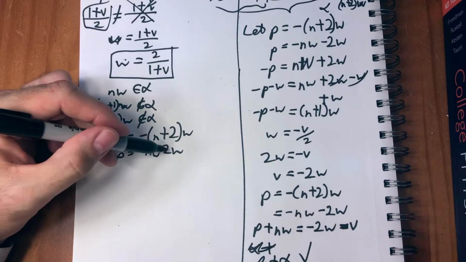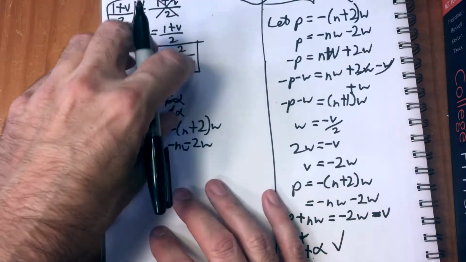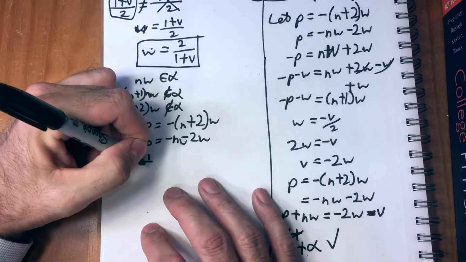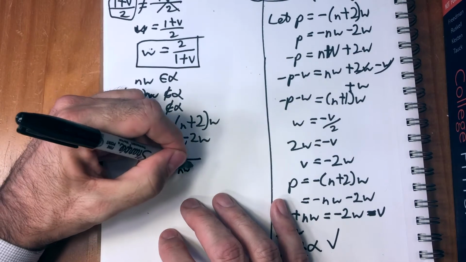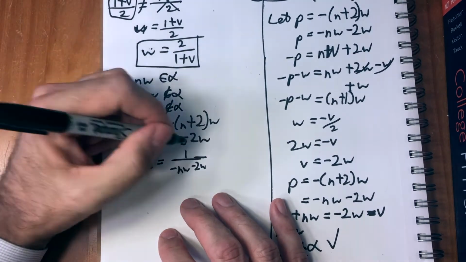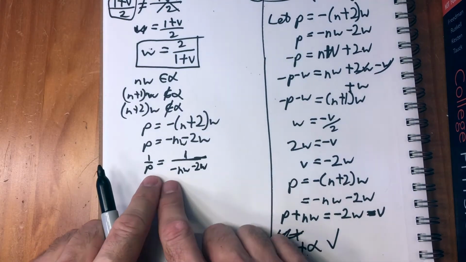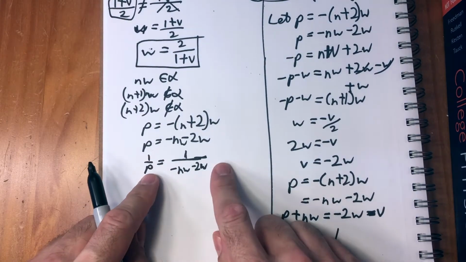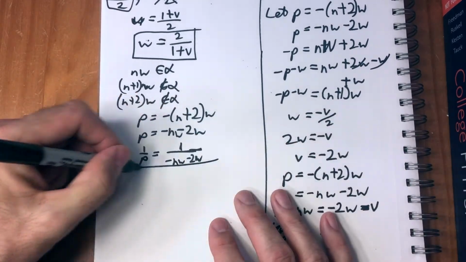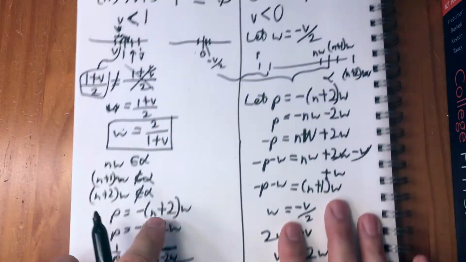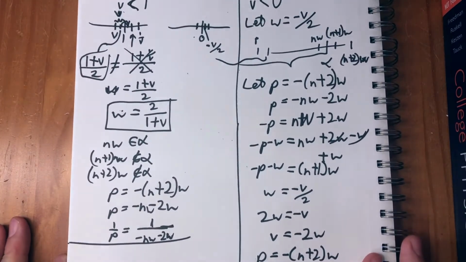So this just isn't the right way to do it, right? Because we're not doing enough to move over to multiplication. Because if we had 1 over p, if we took the inverse of both sides, we end up with 1 over minus nw minus 2w, and then we're going to try to multiply 1 over w by both sides, that definitely won't work. So first thing is this isn't the right way to do it, and this isn't the right way to do it.